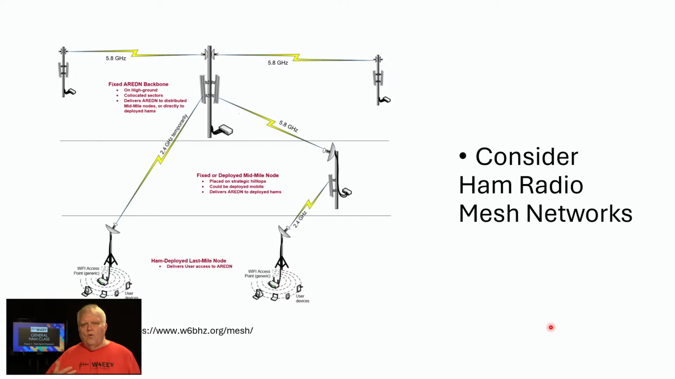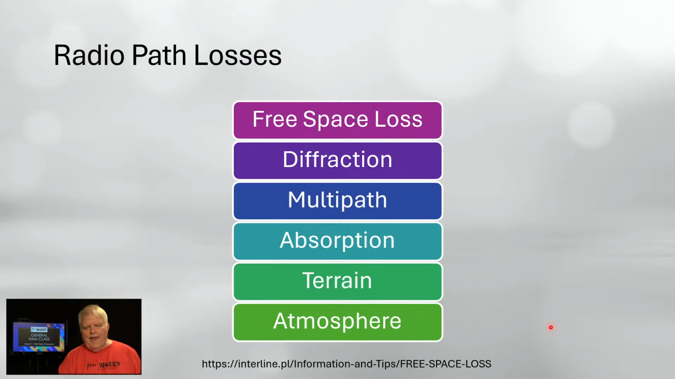And so what we consider are radio path losses. If we're going from point A to point B, what is intervening? What is the atmosphere going to be like? There's free space loss. Are there obstructions? Is there going to be diffraction? Are there going to be reflections from other areas that might cause multipath? Absorption of signals by foliage or trees, terrain issues, pollution can sometimes cut down radio frequency energy, especially at UHF and above.